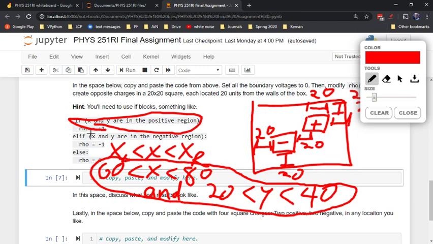Then you should do the same thing here for the negative region. Figure out what the bounds are for that and just put in if number less than x less than number and number less than y less than number. Then you're going to have rho equals positive 1, and then similar thing here, number less than x less than number, and number less than y less than number. The numbers will be different, right? The numbers are going to be whatever the boundaries are for these squares. And so I'm leaving that up to you to figure out what those numbers are going to be and how to put those in there.